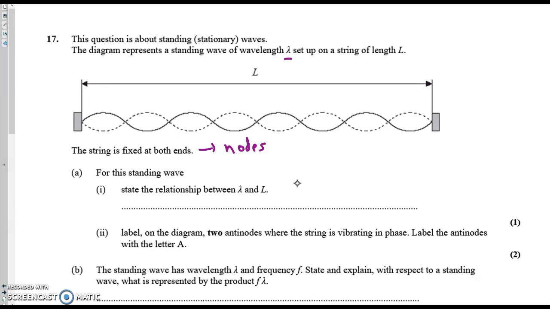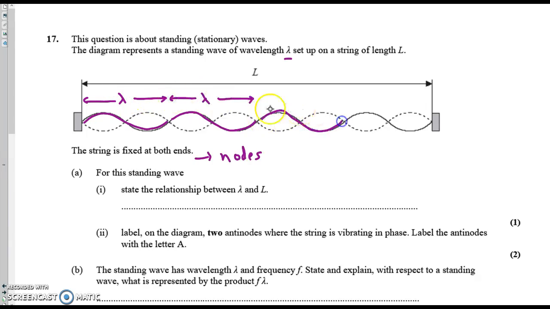Here, there is no formula that we memorize, we simply count. Here's one lambda. Here's another lambda. Here's another lambda. And one more lambda. There's no half wavelength. We have L equal to 4 lambda.